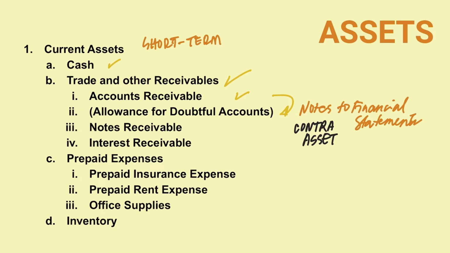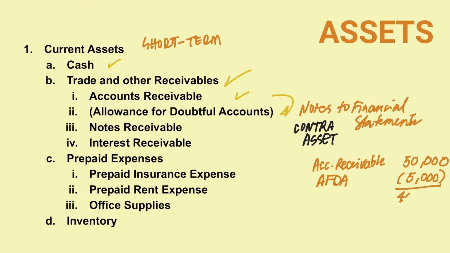So here is an example of how it's gonna be presented under the notes to financial statements. We have accounts receivable. Let's say it's a total of 50,000. And we have allowance for doubtful accounts. Of course, this is just a shortcut. But under the notes to financial statement, the whole line account will be written out. And you're gonna subtract the value. And we will have the total net accounts receivable. And this is the item that will show up in the balance sheet, the 45,000.